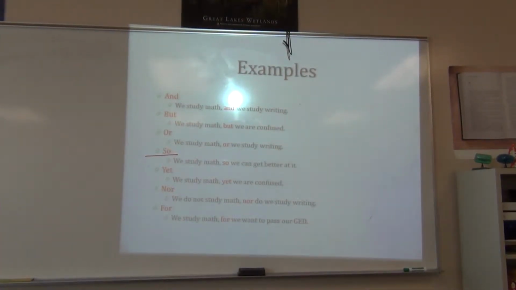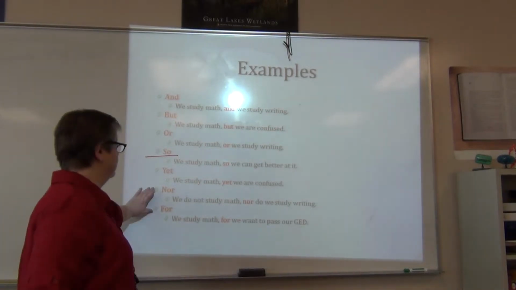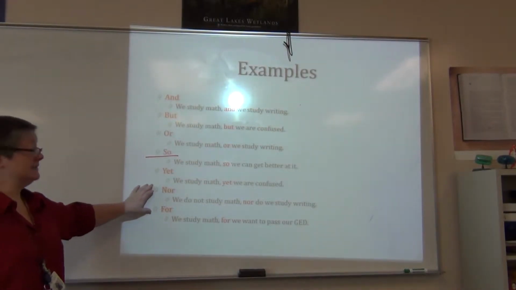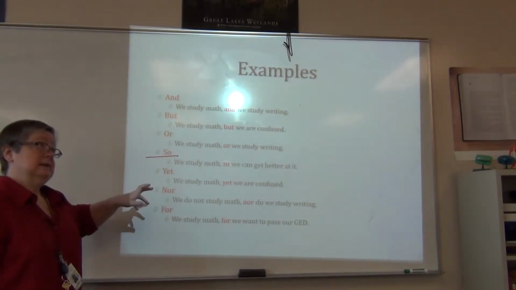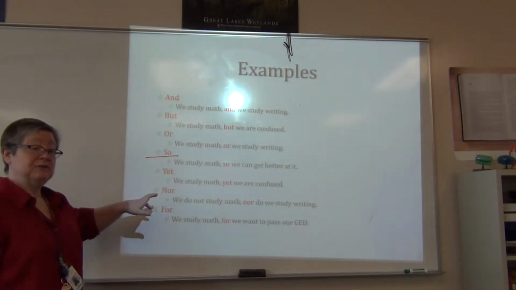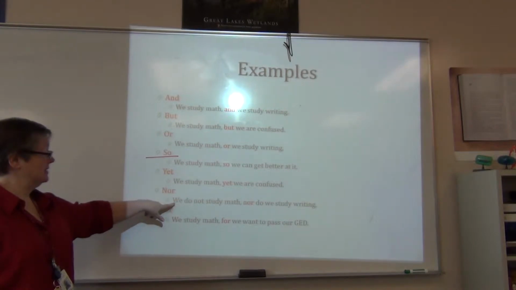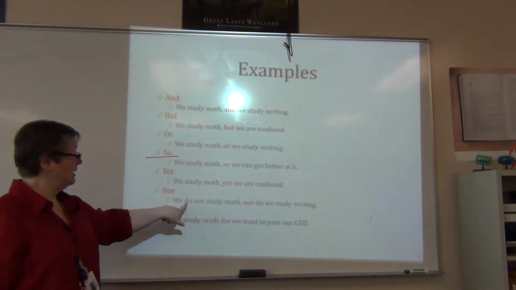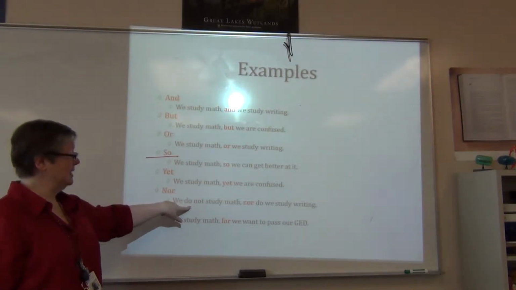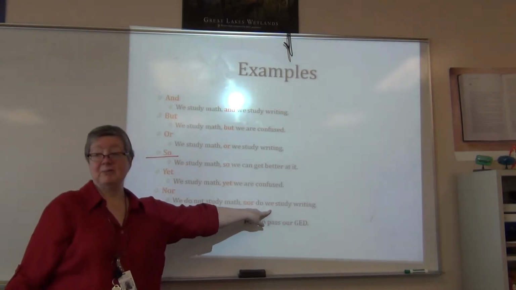Okay. When we get down to nor and for, these two are less used and they're also more difficult to use. We do not study math, nor do we study writing. When you're doing this one, you've got to use a negative verb in the beginning and then you do an inverted subject verb after it.